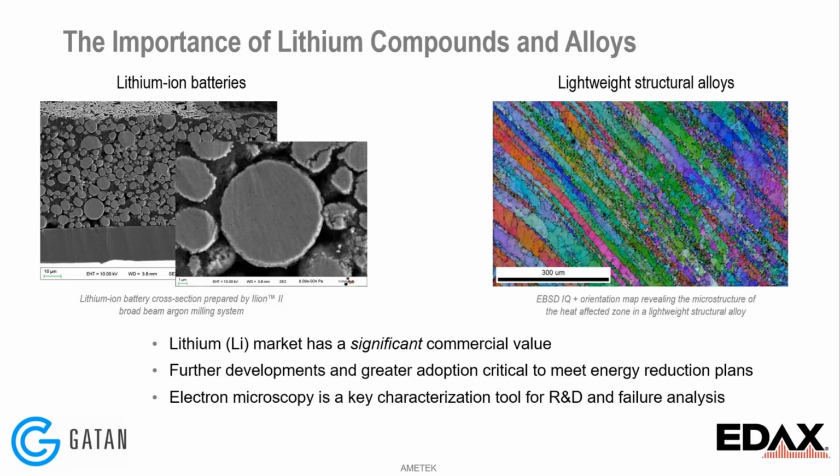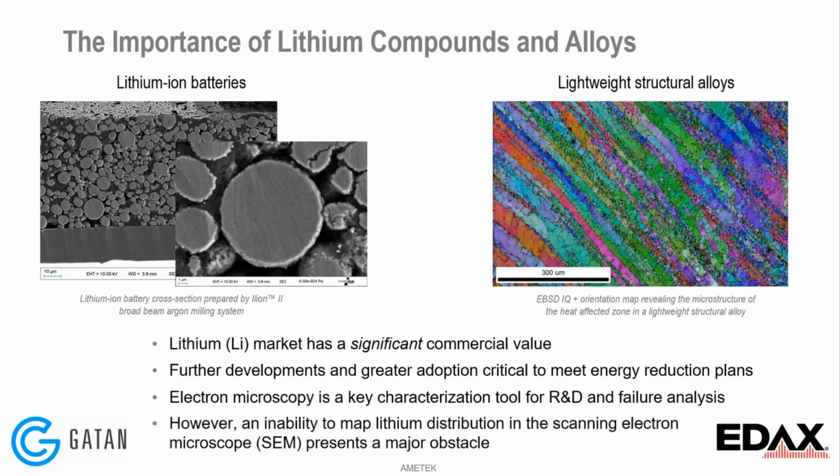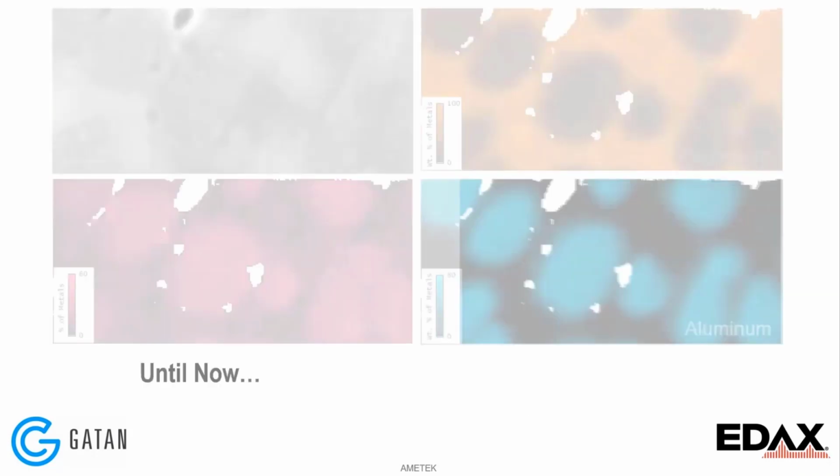Both of these are absolutely important to controlling the properties and the performance of the devices and materials that are made using these materials. However, an inability to map lithium distribution in the scanning electron microscope presents a really major obstacle in driving these technologies forward.